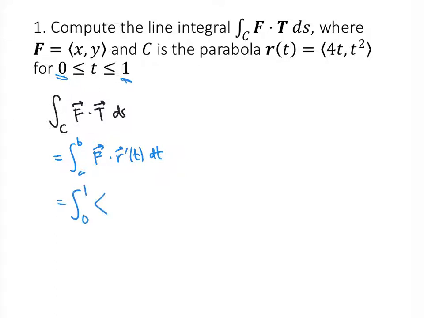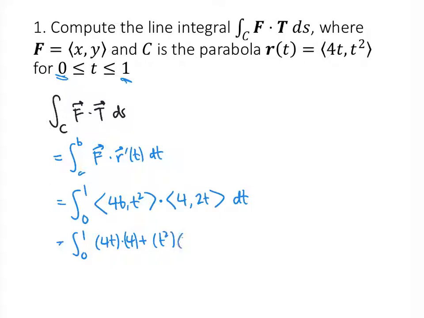Our vector field function is x comma y, so that's going to be 4t comma t squared. r prime is going to be the velocity vector, which is 4, the derivative of 4t, and 2t, the derivative of t squared. And then we're integrating that with respect to t. When we take that dot product, what we get is 4t times 4 plus t squared times 2t, and we're integrating that with respect to t.